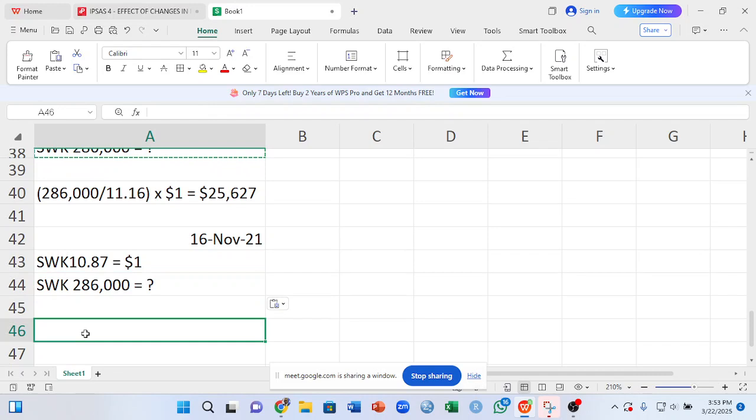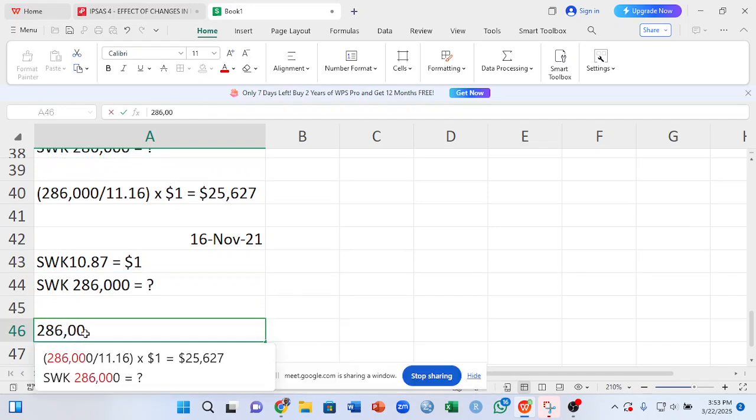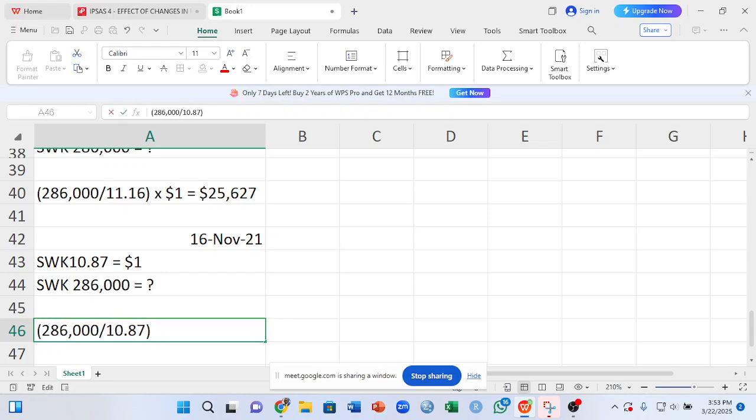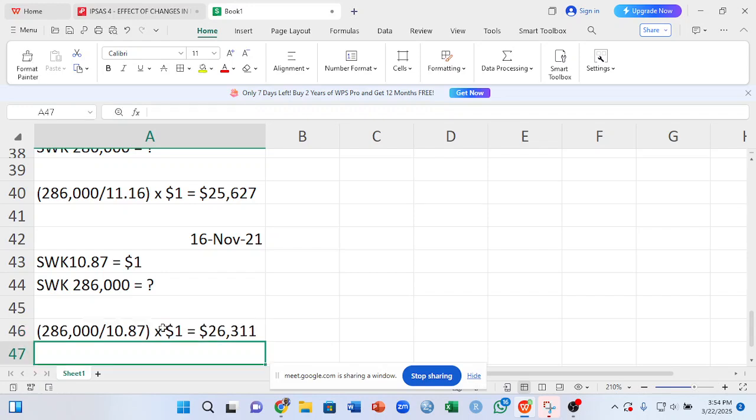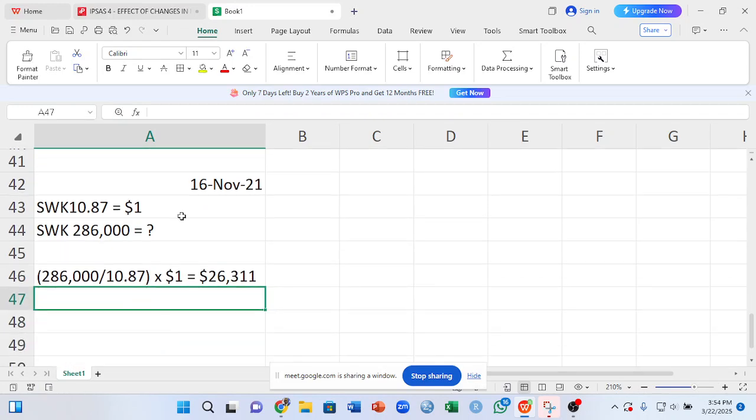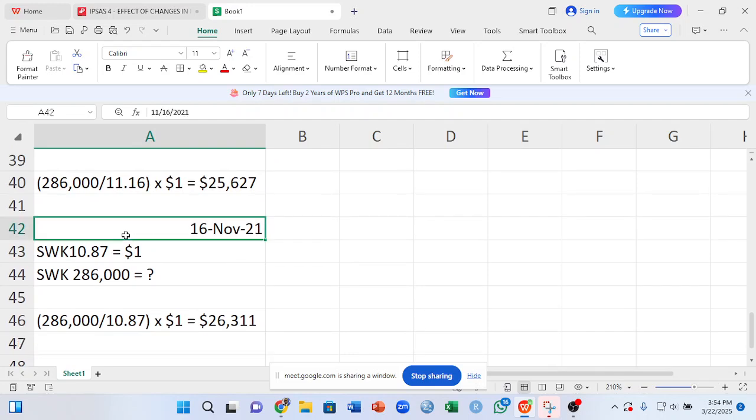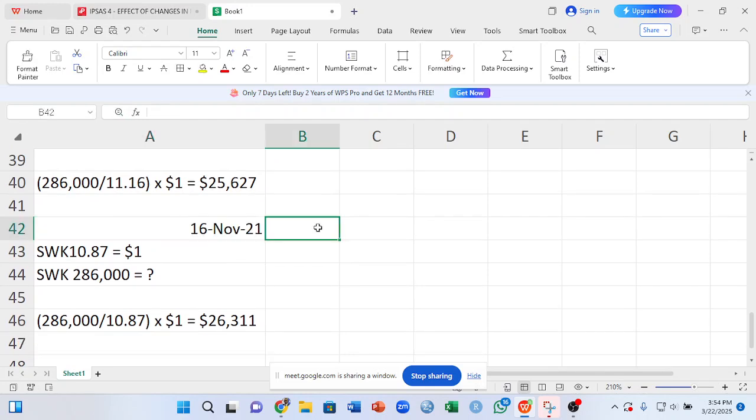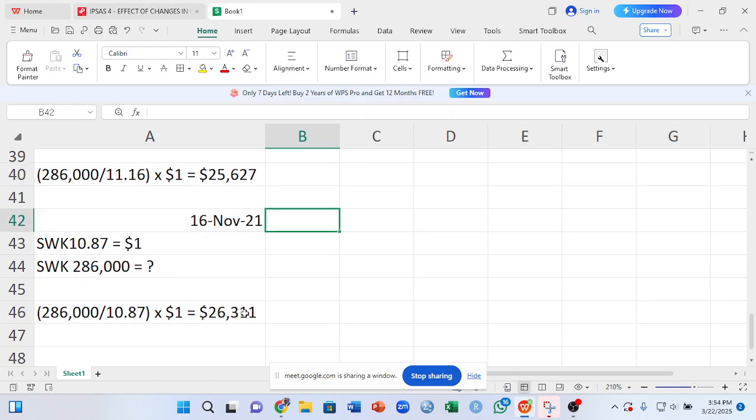So 286,000 divided by 10.87 gives 26,310.9, so 26,311. So this will be the amount of money we are paying at this date. This is requirement A for us, the amount we are paying at this date.